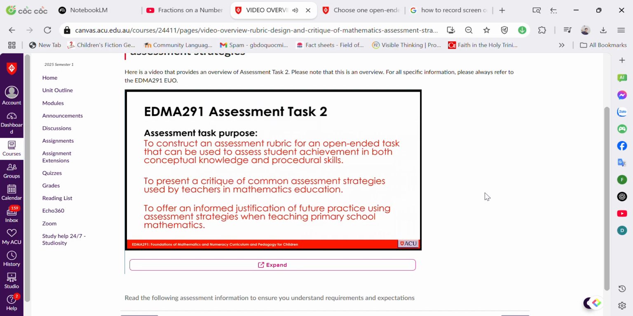So what we're looking at in this assessment task is constructing an assessment rubric that we've had a go at practicing this semester for an open-ended task that we can use to assess student achievement in both conceptual knowledge and procedural skills related to that open-ended task that you choose. You're going to present a critique of common assessment strategies used by teachers in mathematics education, in particular 2 strategies which are assessment interviews and rubrics. And you're going to offer an informed justification of the future practice of using those 2 assessment strategies when you have your own classroom.